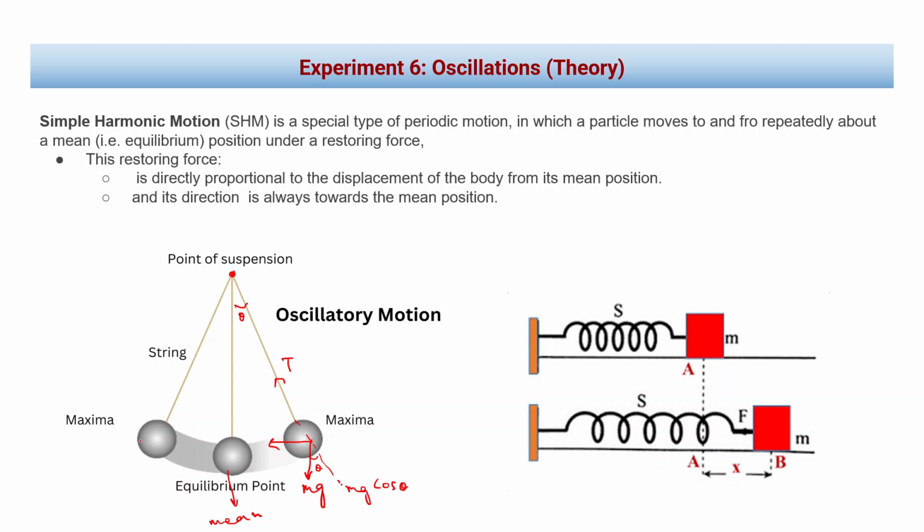Again, when this body will go to this left side, this restoring force will be acting to the right, again towards the mean position, but the body will be moving towards this direction, while the restoring force will try to pull it towards the mean position. So, in simple harmonic motion, the restoring force is directly proportional to the displacement.